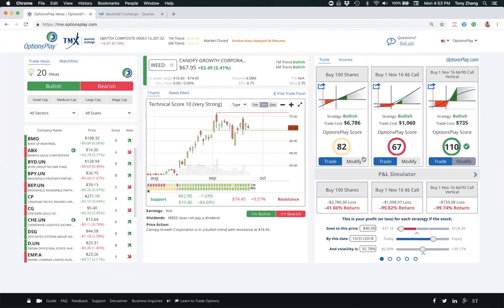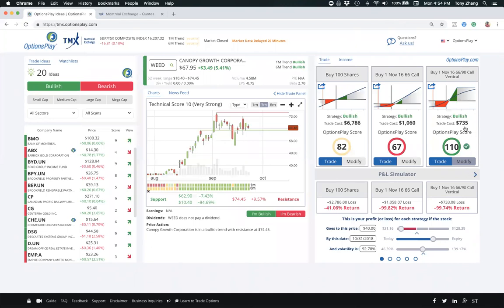If you had bought 100 shares of this stock, you'd lose $2,700. So a 41% loss on your trade. But because you've paid so much, that's a huge dollar amount that you're risking if you bought 100 shares of the stock. On the call option, because you've only paid $1,000 for that call, that's the most amount of money you can lose. So no matter what happens, even if the stock goes to zero, you can only lose $1,060 if the stock craters between now and expiration.